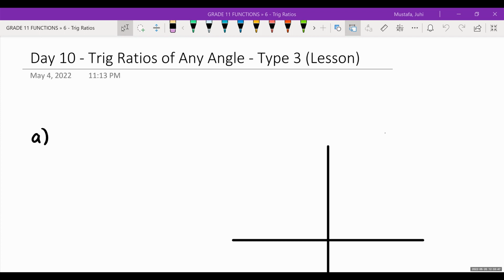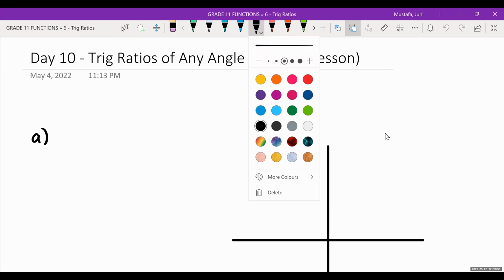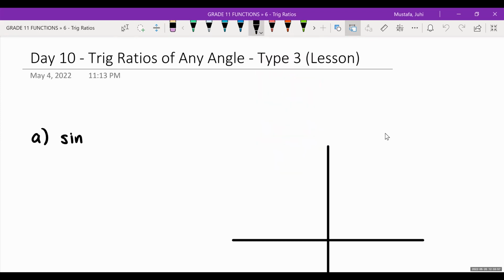In type 3, if you take a look at the sheet and you look at the examples, you're going to notice that our first example is sine theta is equal to 2/3. So how does this differ from type 2? What did we have in type 2? Yeah, so in type 2, remember how we had a decimal? In this one, we're going to have a fraction. So we're going to be able to answer a couple more questions in this.